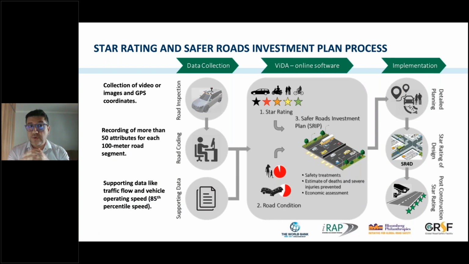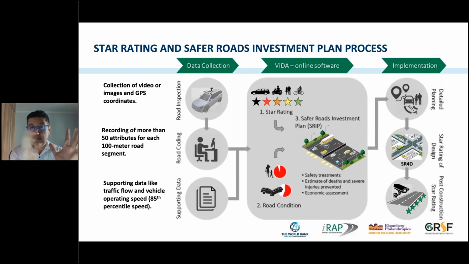So I know that there was a question before about the safer road investment plan and the star rating process in iRAP. However, this is going to be explained later by my colleague Morgan Fletcher, and I think that Greg Smith is also going to talk about this. However, just to give you a brief on how the system works, the system starts with a data collection on the road. And we do this data collection with a vehicle equipped with video and GPS coordinates, and then this data that is collected on the street, then on the desk we do a process that we call coding, which is transforming the images into alphanumeric codes every 100 meters.